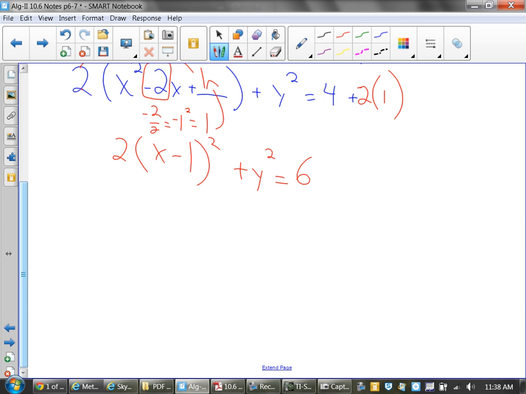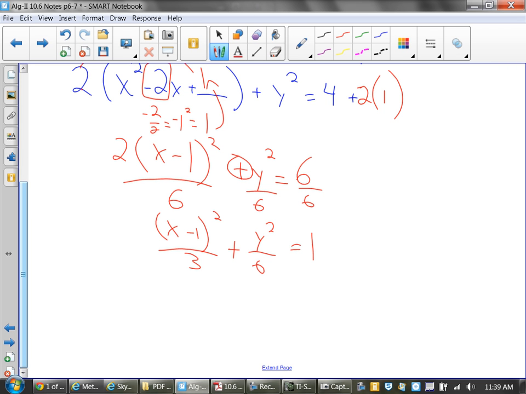You can probably tell right now that you're either going to have an ellipse or a circle. Why can you tell that? Because there's a plus sign. Yeah, they're both squared, but this isn't going to be a circle because you've got this 2 out here, which means you're going to have an ellipse. In order to get the equation of an ellipse, you divide everything by that. Because remember, it has to equal 1. And there's your answer.